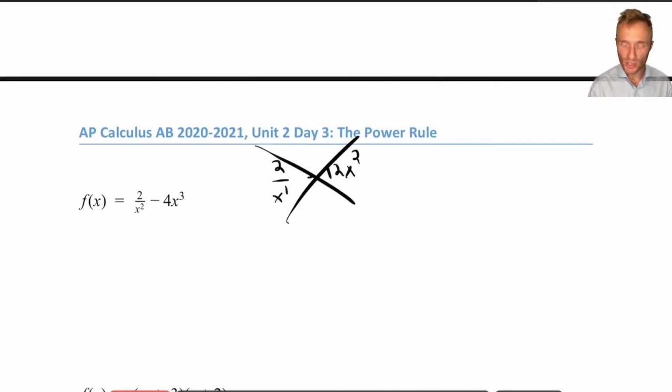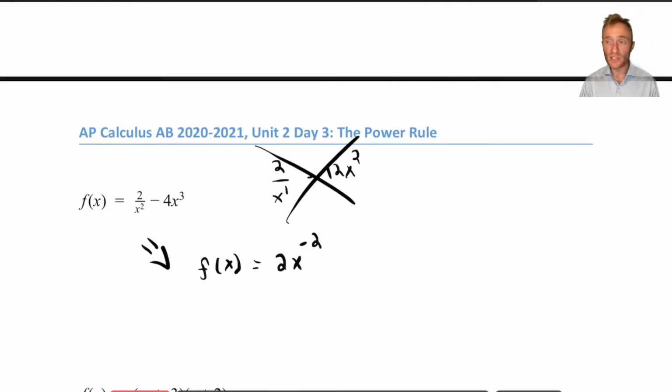So there's a few changes you might make. If I were to do this one, all I need to do is remember this is the same thing as 2x to the negative second. That's what negative exponents are. They're regular exponents. Move them to the bottom to make them positive. Minus 4x to the third.